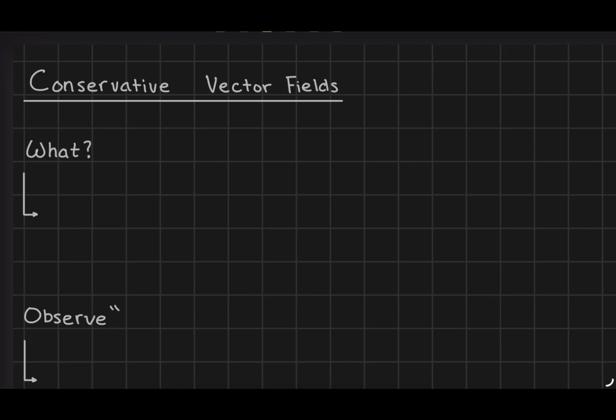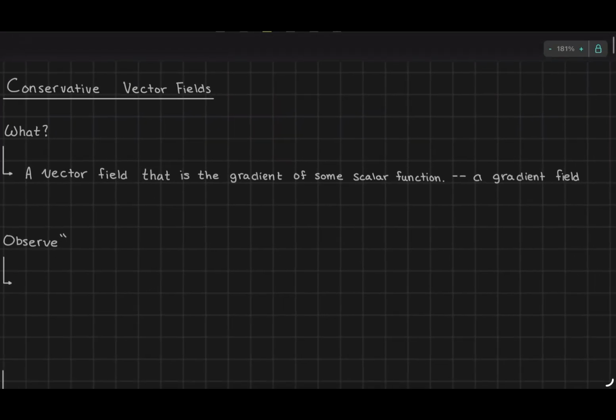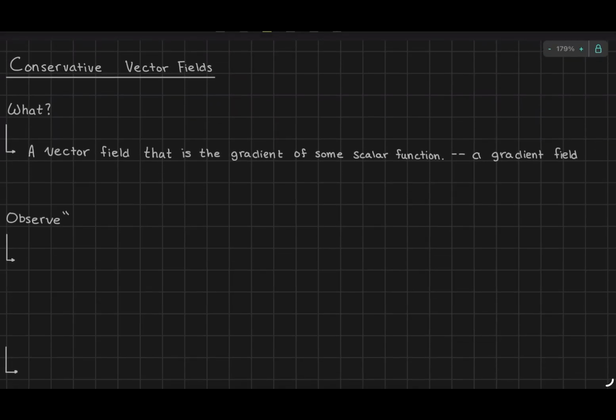Today we're going to be going over a conservative vector field. So what is a conservative vector field? Well, simply speaking, it's a vector field that is the gradient of some scalar function, or it can also be termed as a gradient field.